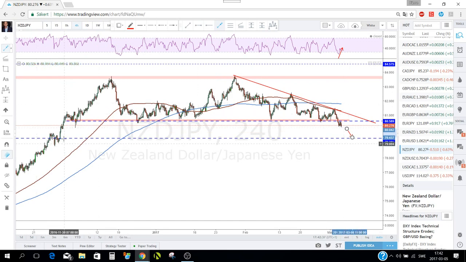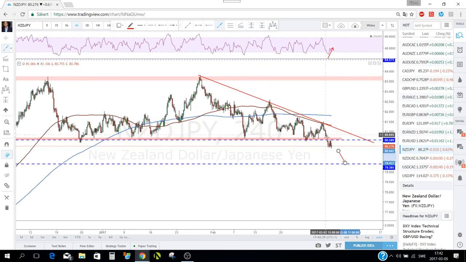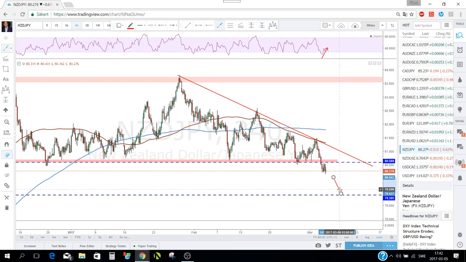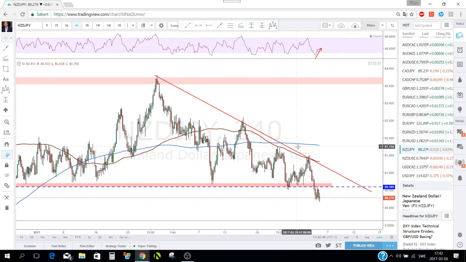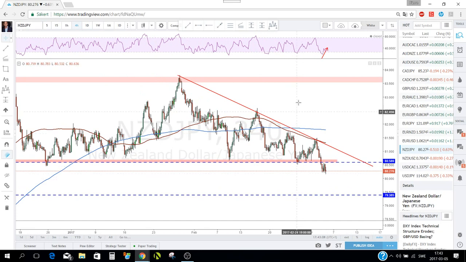Yeah, at this level we have some structure, and that may act as support. And as you see, this pair has been giving very good opportunities, doing these flags all the way. As you see this one, you should maybe be looking for another flag and break and more to the downside until we see some bullish evidence.